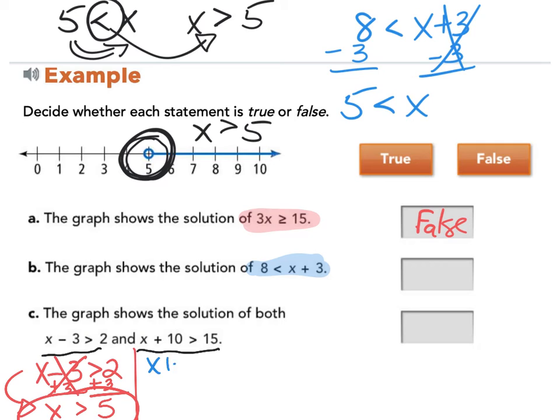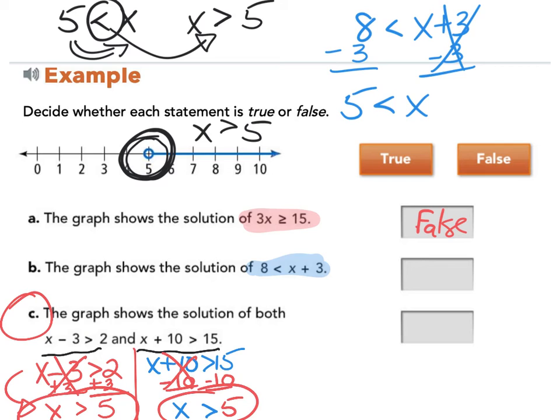X plus 10 is greater than 15. Okay, now I want it just to be x. How do I get rid of plus 10? That's right, subtract the 10 from both sides. Left side, plus 10 minus 10, they cancel each other out, they equal 0. And 15 minus 10 is 5. So this one works. C works.